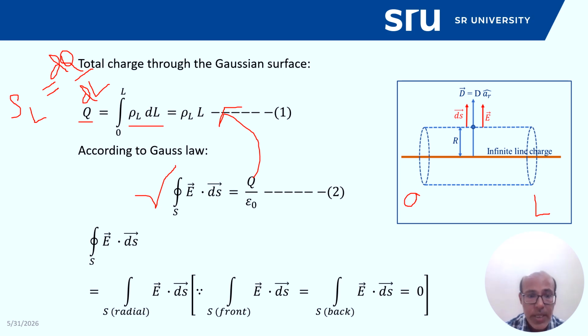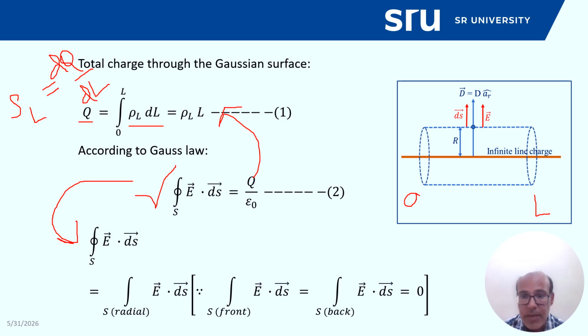Now, what I am doing is very, very important. Previously also I told you to look at the direction of the electric field and the direction of the normal drawn to the surface. We have to check the angle between them, and that angle will decide which contributors we have to consider and which we can ignore.